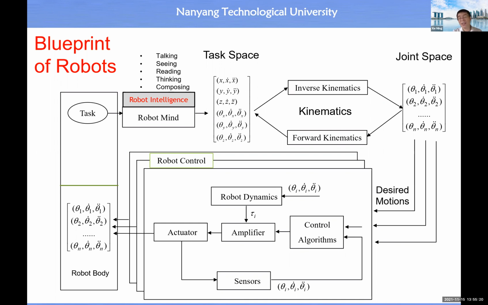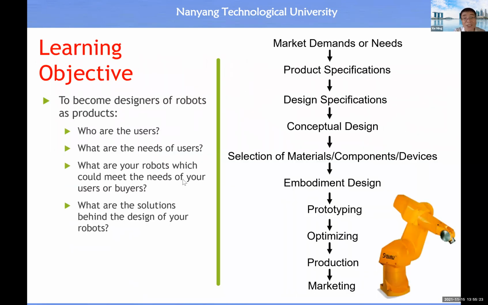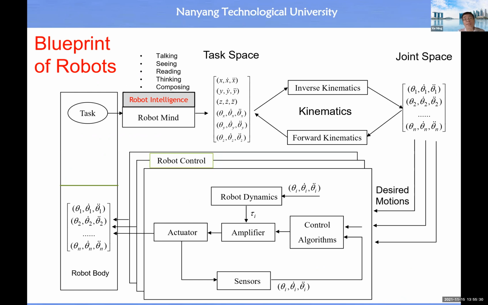What will be your robot? What are your robot which could meet the need of your user or buyer? So basically, you need to know what will be the blueprint of your robot, okay? So this slide gives you the general guideline for you to derive out the blueprint of your robot. Or you can treat this as a functional diagram, because in product design, we must come out a functional diagram, okay? So this is a generic functional diagram of your robot, okay?